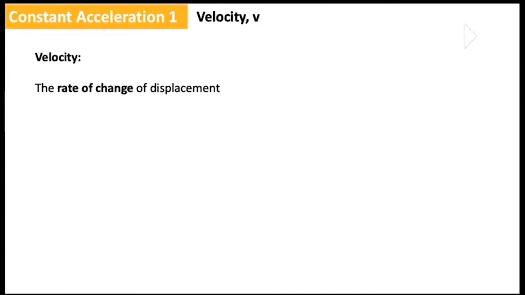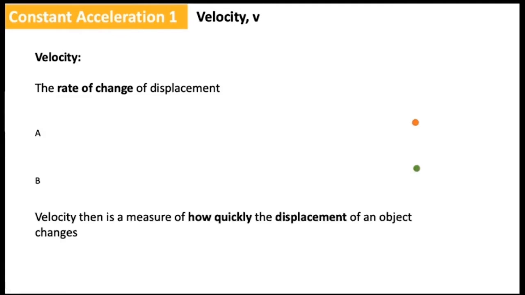Velocity is the rate of change of the displacement. How quickly is the displacement changing? Here we have 2 particles, A and B. They're both going to cover the same distance. They're both going to have the same displacement, but since one is going faster than the other, or one is completing the journey in a lower time than the other, it will have a larger velocity. So we see that B is completing that journey so much faster than A. It will have a higher velocity.